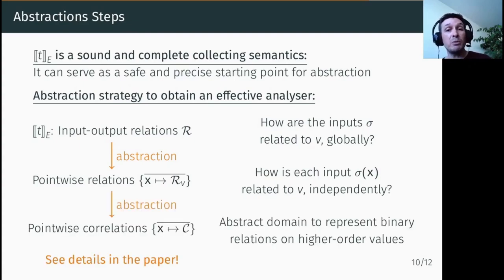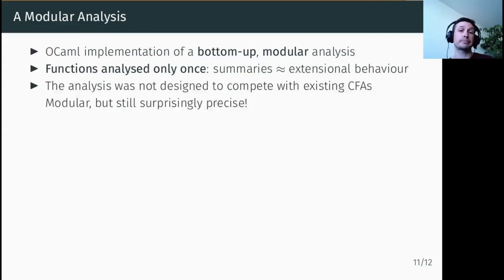Then, we abstract these binary relations on values into an abstract domain that we call correlations, and with which we can effectively compute. This abstract domain is an extension of the correlation abstract domain from our previous work that we extended with first-class functions. You will find plenty of details on how we did this in the paper. We implemented the resulting analysis in OCaml. This is a bottom-up modular analyzer that analyzes functions only once. For every function, it computes a function summary that approximates the extensional behavior of that function.